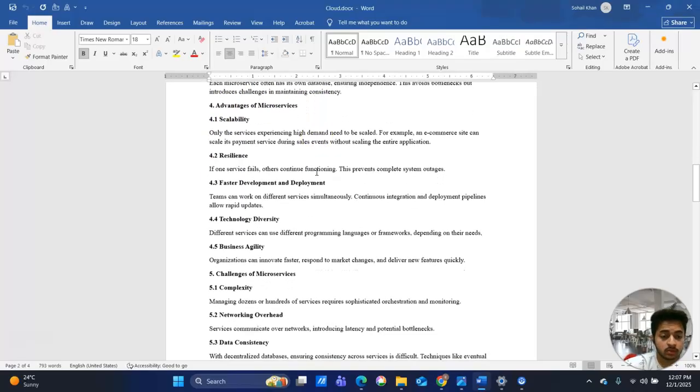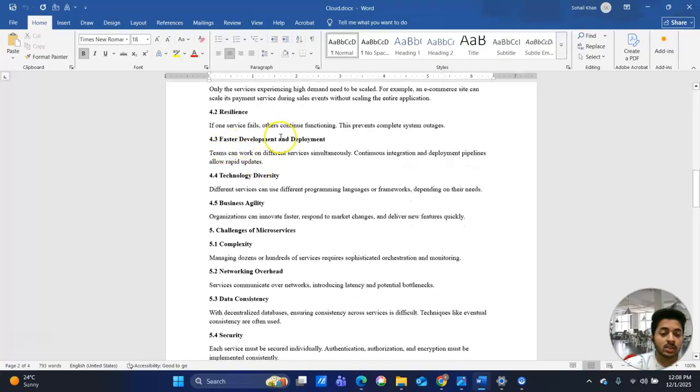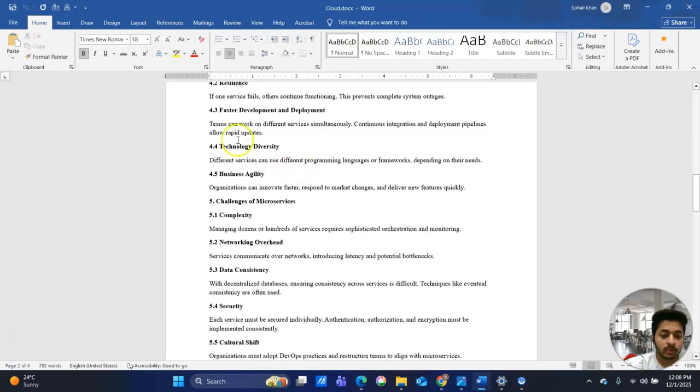Advantages of microservices. What are the advantages? The first, which is very common in today's time, is scalability. Only the services experiencing high demand need to be scaled. For example, an e-commerce site can scale its payment services during a sales event without scaling the entire application. Resilience: if one service fails, others continue functioning. This prevents a complete system outage.